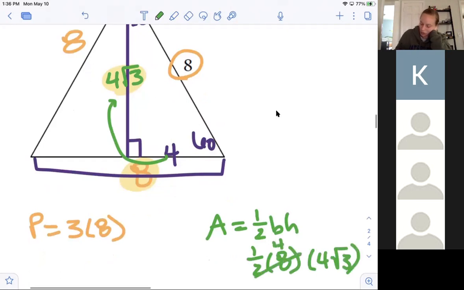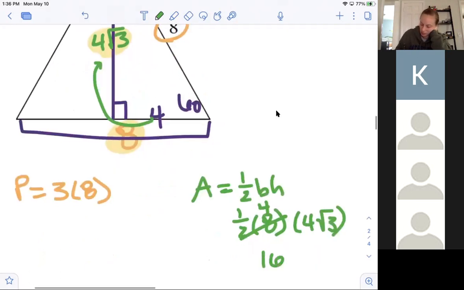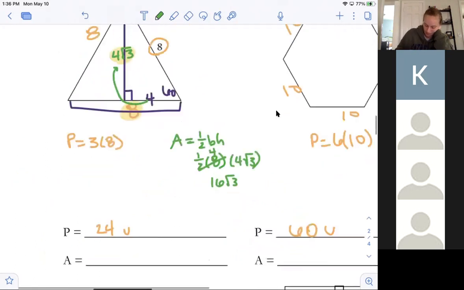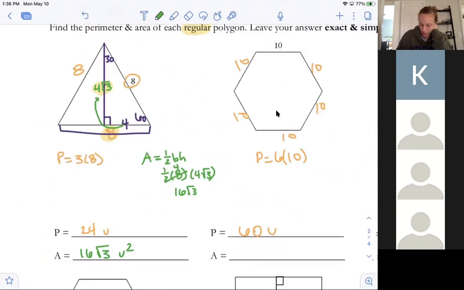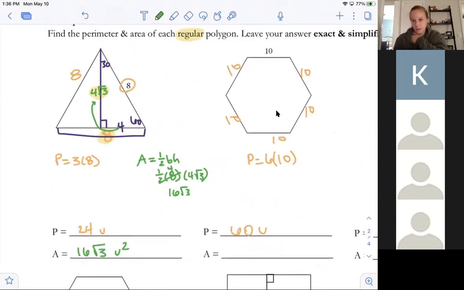1/2 of 8 is 4. 4 times 4 is 16 root 3. So my area for this shape is 16 root 3 units squared. Any questions yet? Okay, we're going to keep moving.